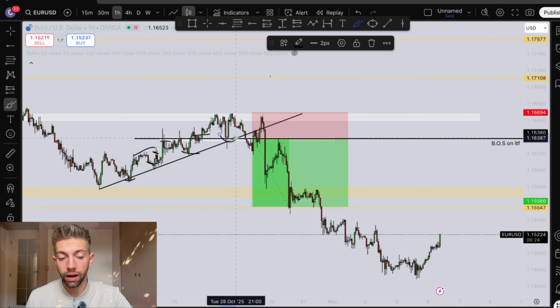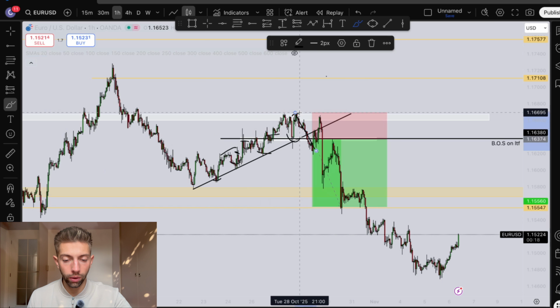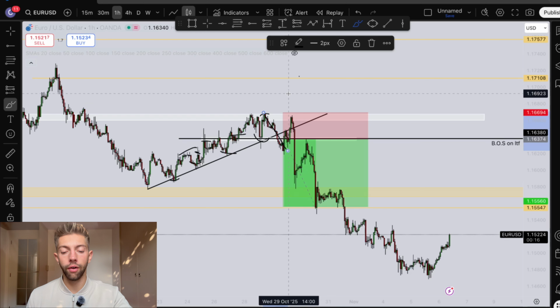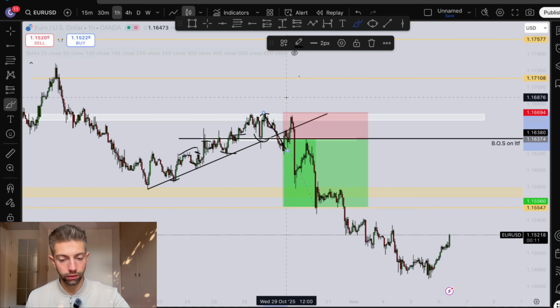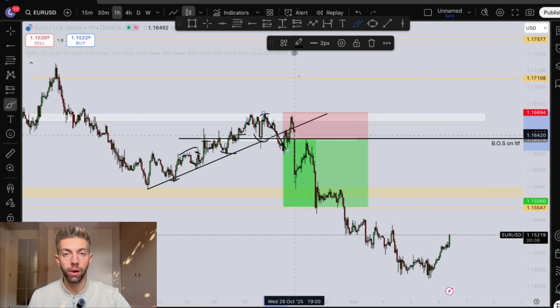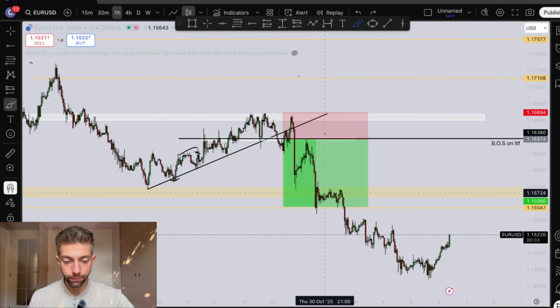Then price created a higher low, higher high, and then lower low, which means price broke structure on the lower time frames. If I have all time frames in sync, the probability of EU in this case going down, then going up, is way higher. So that was this trade.